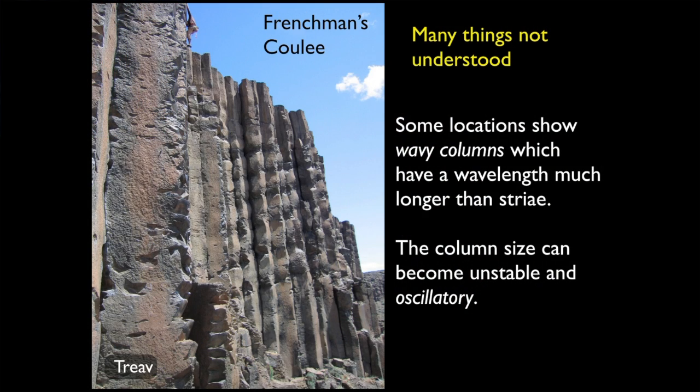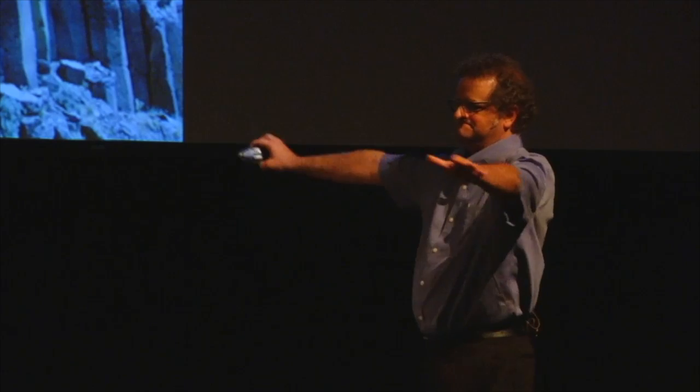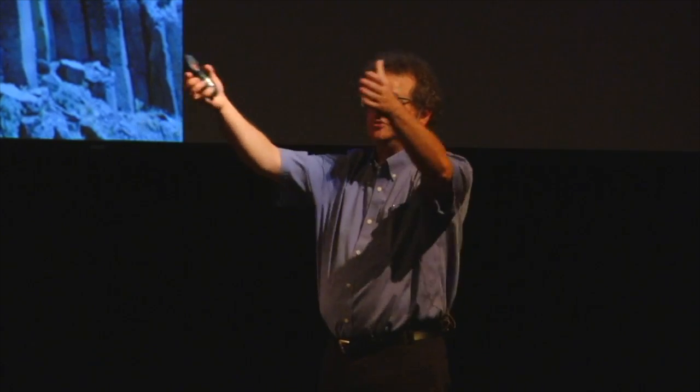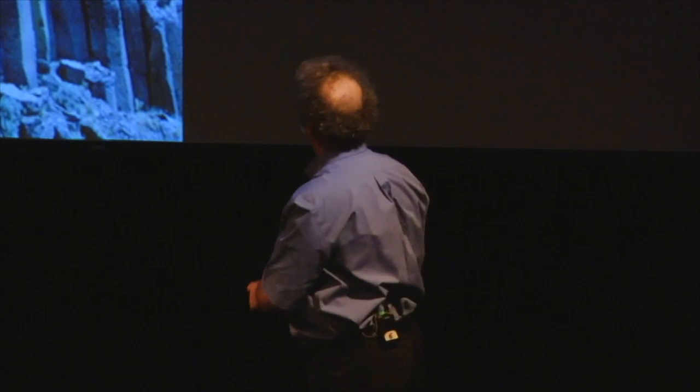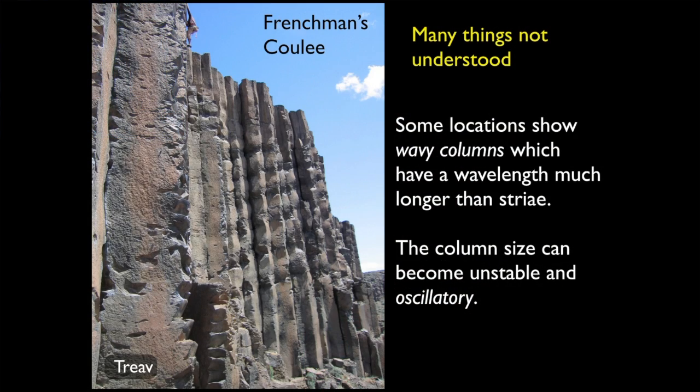Lucas eventually documented it more in the field. There are places, and this is one called Frenchman Coulee, I think it's in Washington or Oregon, where the columns actually undulate. They kind of do this. So the cracks here are actually unstable to meandering. They're not just cracking straight. They actually undulate. And these meanders are much larger than a striae. So it's not just single striae making ins and outs here. It's many striae, about 10.